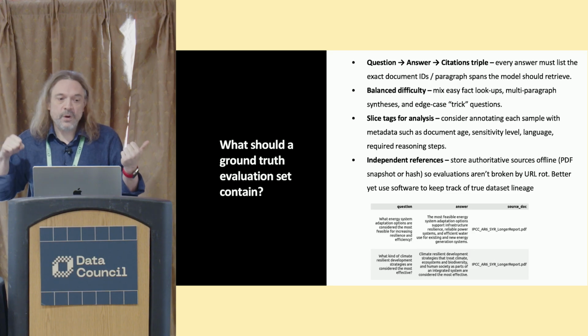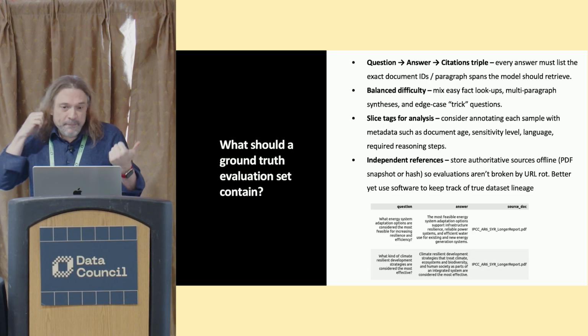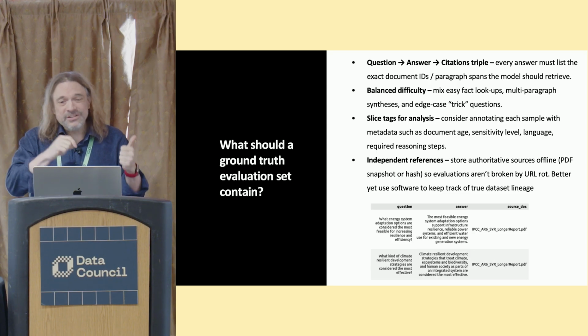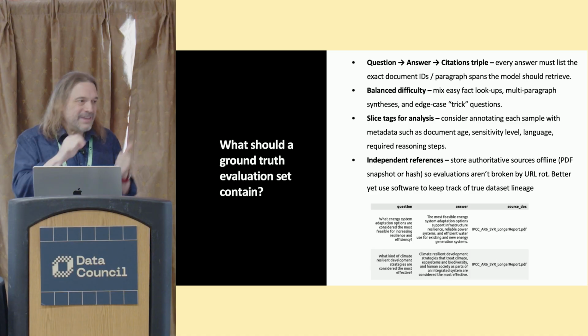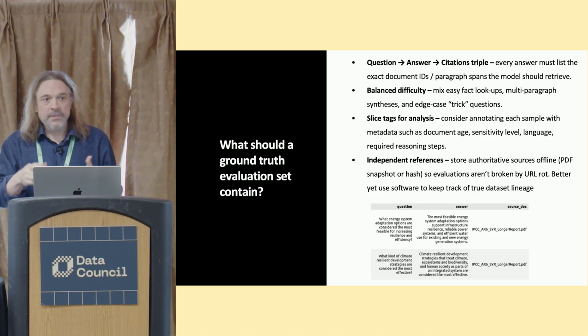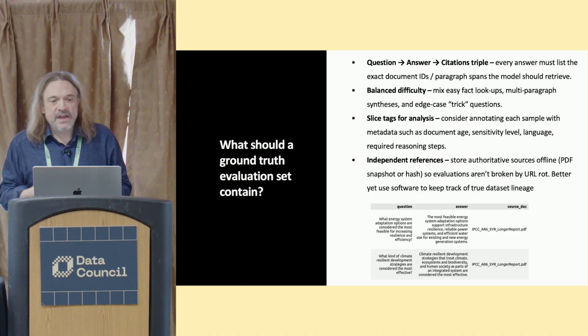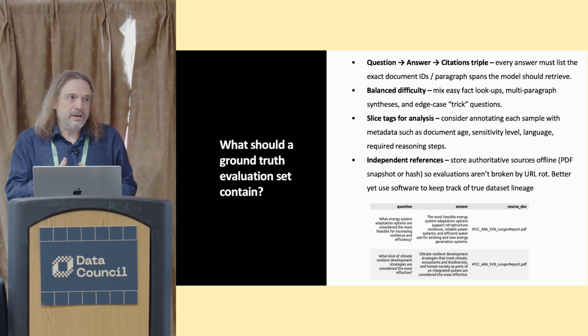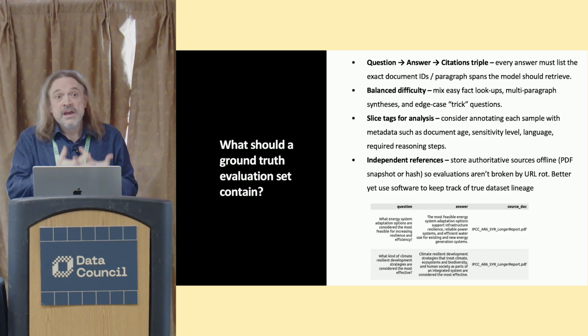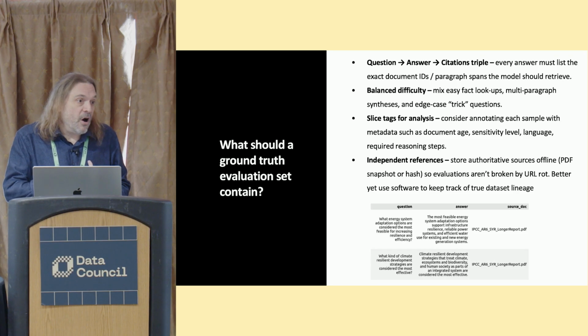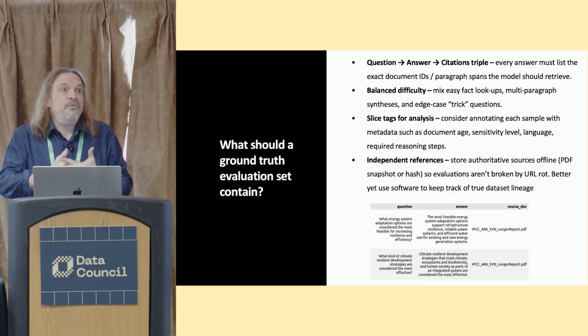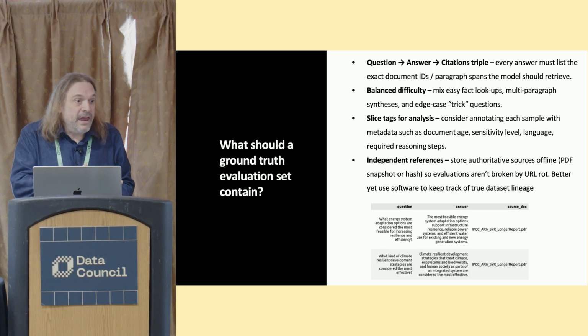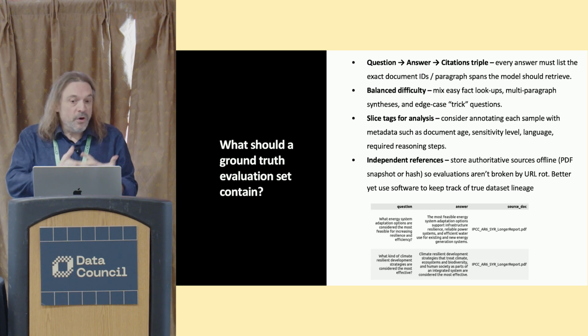So what should ground truth look like? You should have questions, answers, and citations, at least that, at a minimum. And how big that set should be is really going to depend on the area that you're working in. Sometimes it can be hard to get 50 examples, and even 50 will help you a lot. But the more, the better.